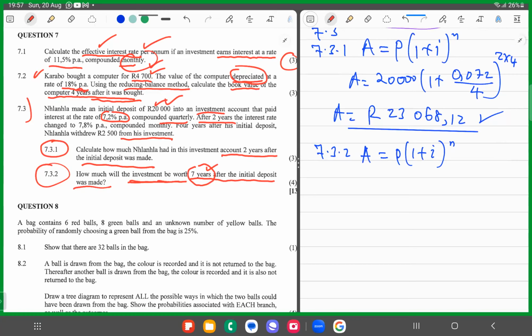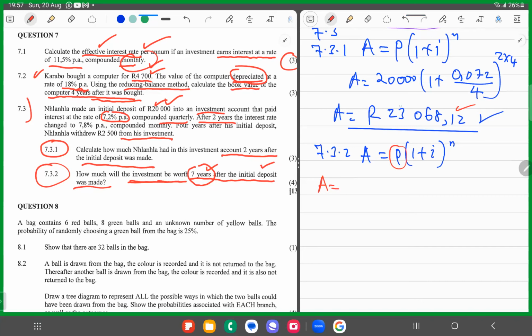So A equals P into (1 plus i) to the power n. Now, this investment was this one 2 years after. But you see, in 7.3.2, how much will the investment be worth 7 years after the initial deposit was made? After the initial deposit was made, 7 years would be given by this.